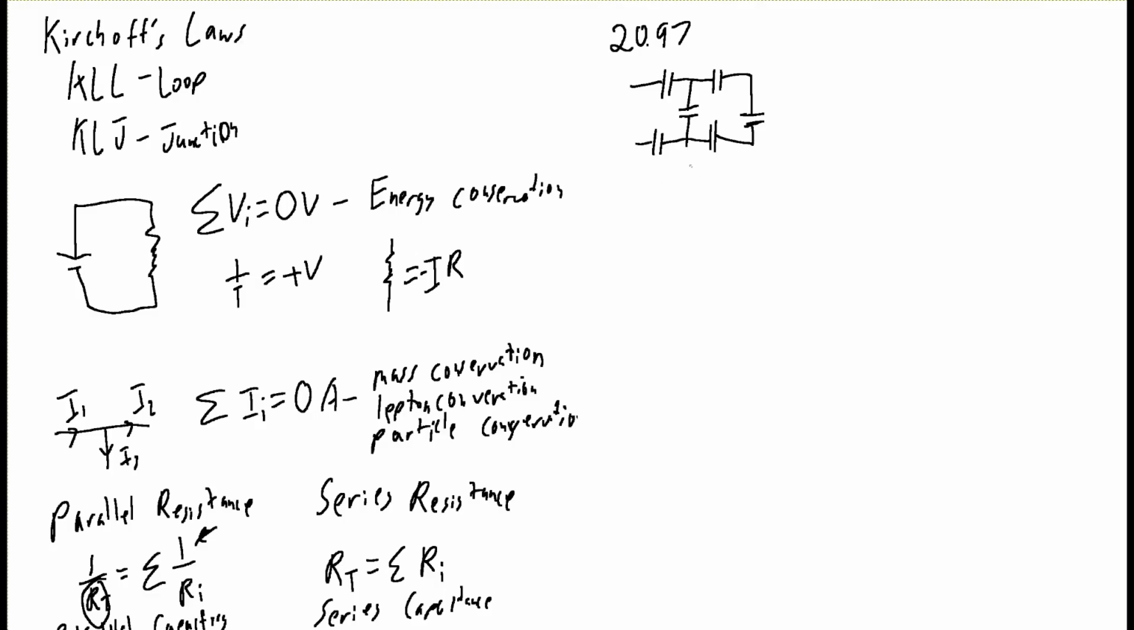So this is 5 microfarads. This is 24 microfarads. This one is 12 microfarads. This one is 8 microfarads. This one here is 4 microfarads. And this one here is 6 microfarads. Okay.